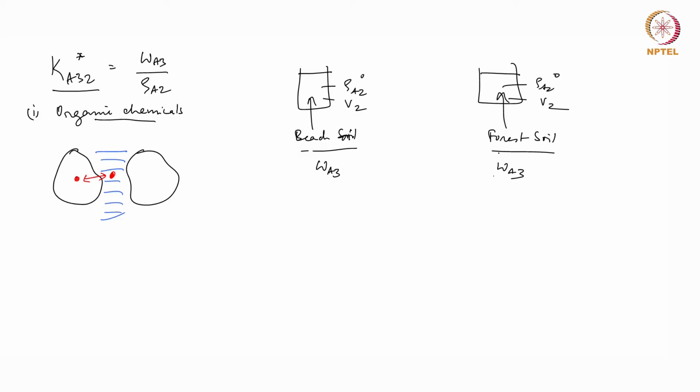Do you understand the problem I have posed? I have added the same amount of chemical in the aqueous phase initially, and I added the same amount of solid in both cases, but I have added different solids. One is from the beach, one is from the forest soil. You think it will be same or different? Why will it be different? Properties of the soil are different. What properties of the soil are likely to be different?